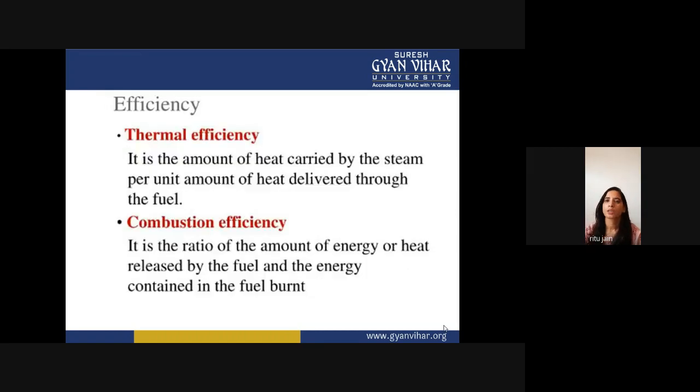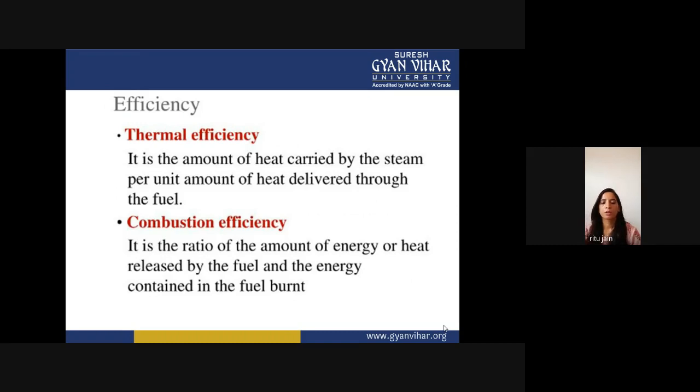Next, efficiency can again be divided into two parts. One is your thermal efficiency. It is the amount of heat carried by the steam per unit amount of heat delivered through the fuel. Next is your combustion efficiency. Hope you can understand what thermal efficiency is: it is the heat carried by the steam per unit amount of heat delivered through the fuel. And combustion efficiency is how much energy you are getting after combustion of the fuel.